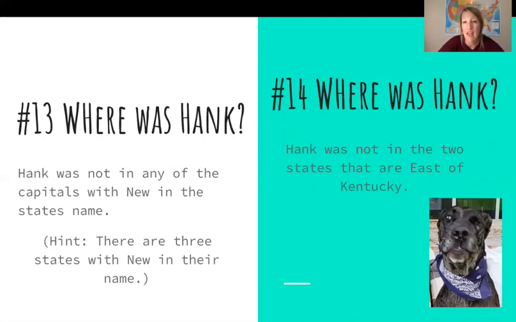Number 14. Hank was not in the 2 states that are east of Kentucky. So use your compass rose, east of Kentucky. He was not in the 2 states that are east of Kentucky.